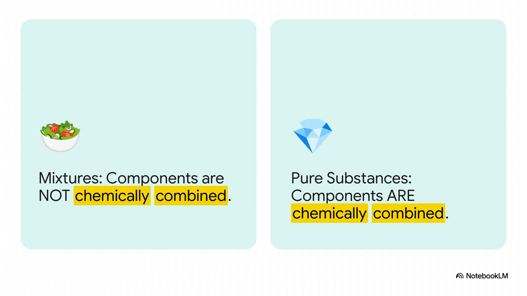Honestly, it all comes down to commitment. In a mixture, all the parts are just kind of hanging out together. You know, like a salad. The lettuce and the tomatoes are in the same bowl, but a piece of lettuce is still lettuce and a tomato is still a tomato. But pure substances? Oh, their components are chemically married. Their atoms have actually bonded to create a totally new substance with its own unique identity.